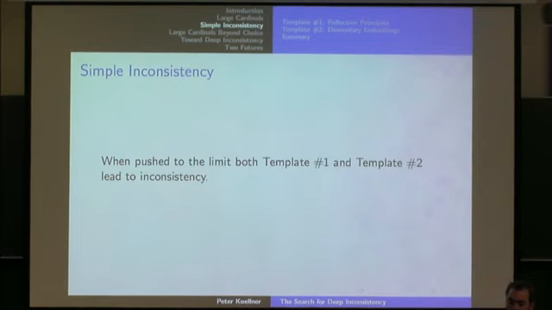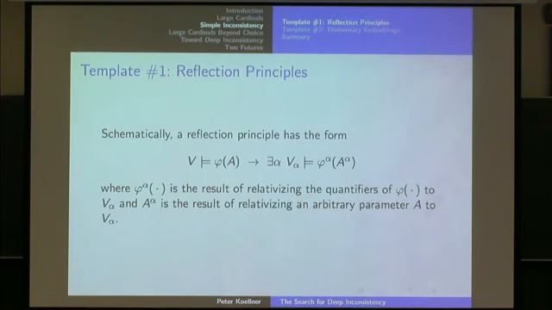So first I want to discuss simple inconsistency. If you push these two templates, then you get an inconsistency in each direction, but it's a simple inconsistency. It's not a deep inconsistency. So let's look at the first template, reflection principles. Schematically, a reflection principle says that if V satisfies phi of A, where A is an arbitrary parameter, then there exists a level of the universe, V alpha, that satisfies the same formula when you relativize all the quantifiers and you restrict the parameter down to the level V alpha.